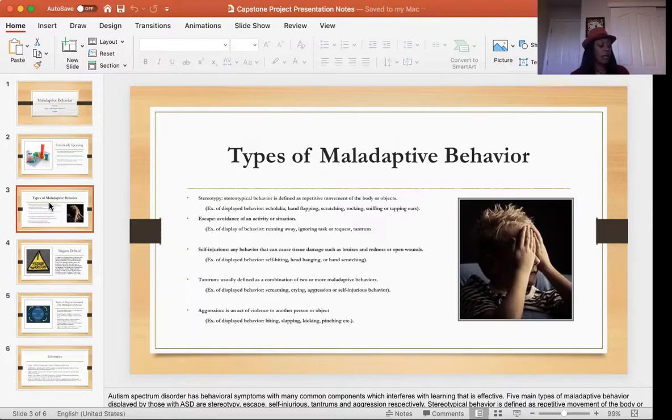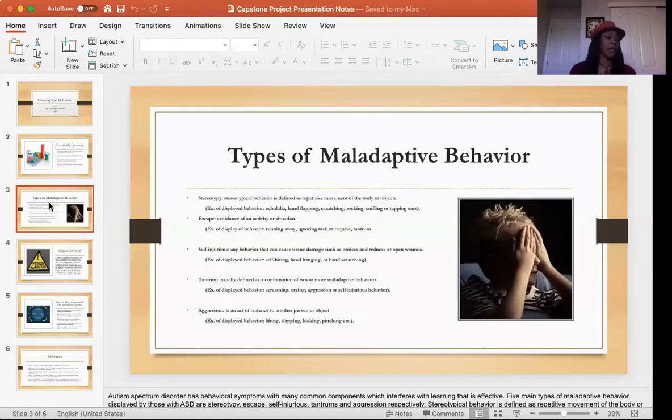Self-injurious behavior is any behavior that can cause tissue damage, such as bruises, reddening of the skin, open sores. Examples of displayed self-injurious behavior would be biting themselves or scratching their hands, opening up old wounds repeatedly, things like that. The causality for these types of behaviors and the theories for them include communication deficit, medical issues such as ear infections, and regulation of sensory stimulation. And 38% of self-injurious behaviors is used to escape demands.